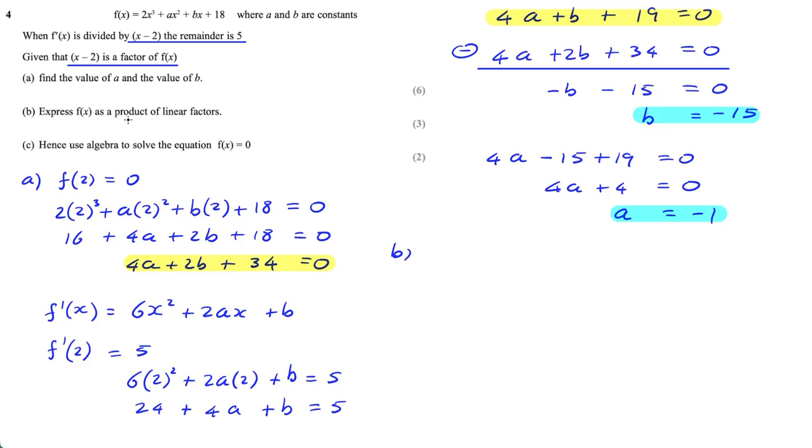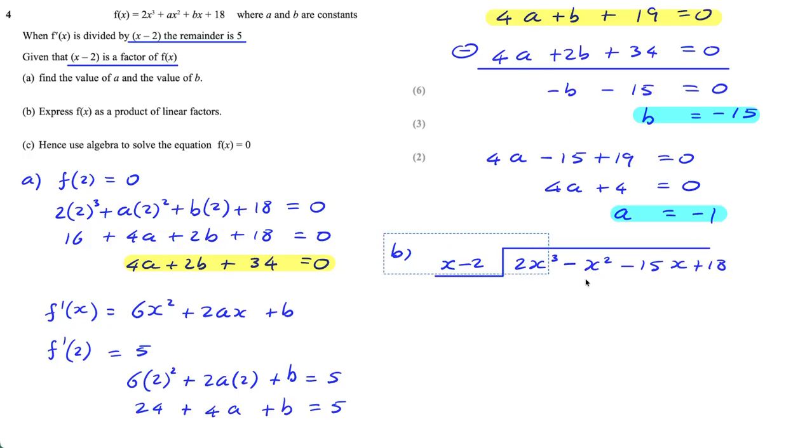Okay, part b. Express f(x) as a product of linear factors. Okay, so we know that x minus 2 is a factor, so I think I'll do this the old-fashioned way, guys, which is to divide by this x minus 2. So x minus 2, like this. I have 2x cubed plus ax squared. Now a we know is minus 1, so it's minus x squared. b we know is minus 15, so it's minus 15x plus 18.